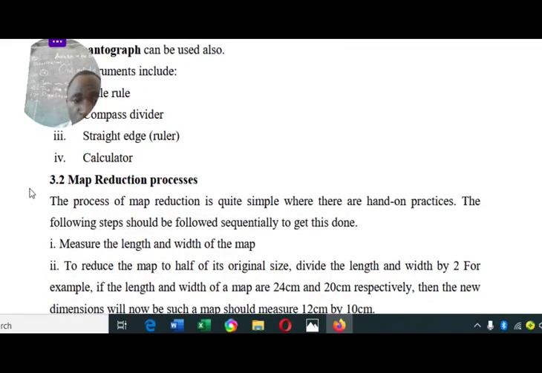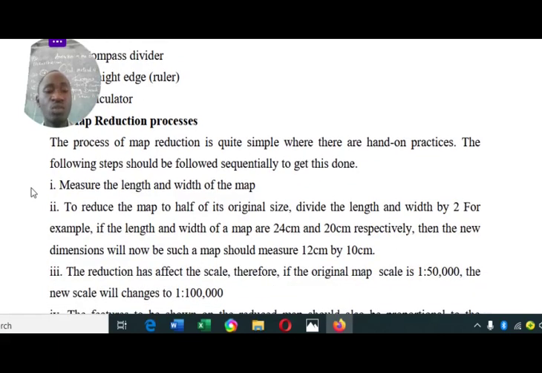They are saying that the process of map reduction is quite simple, where there is hands-on practice, where we tend to be using our free hands. They are saying to follow these steps in order to come up with different alternatives of maps or to carry out a reduction in maps. Measure the length and the width. That is the first step. When you measure the length and width, then you establish the centimeters that you have obtained.